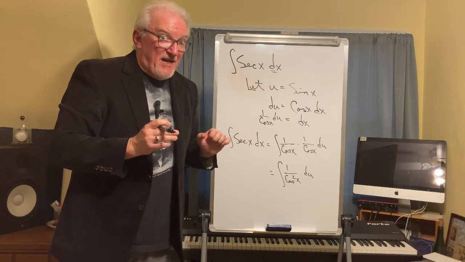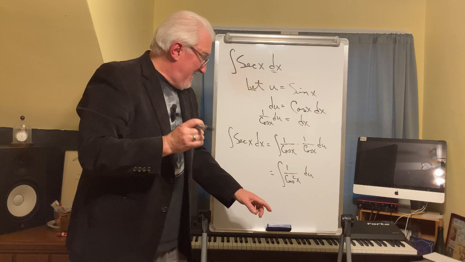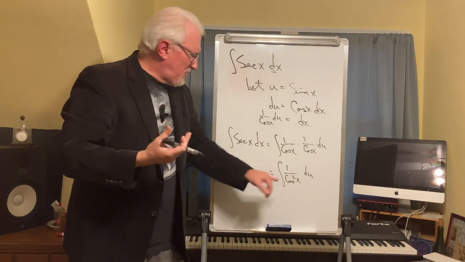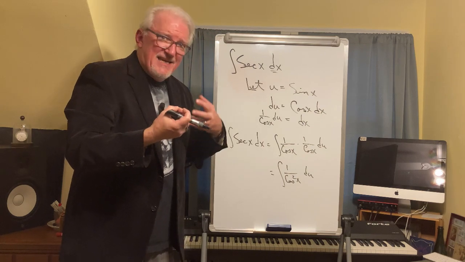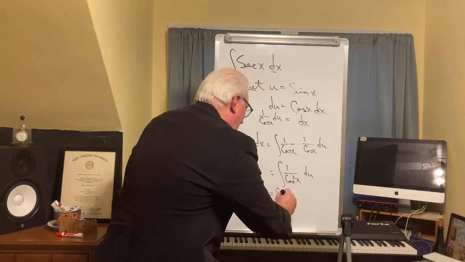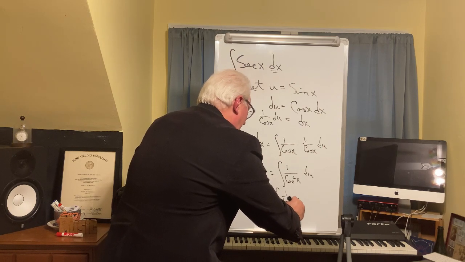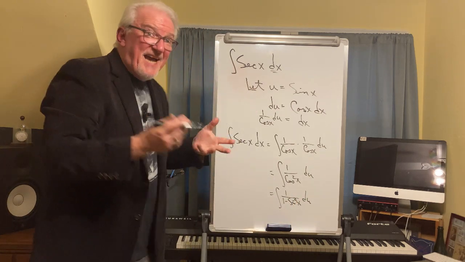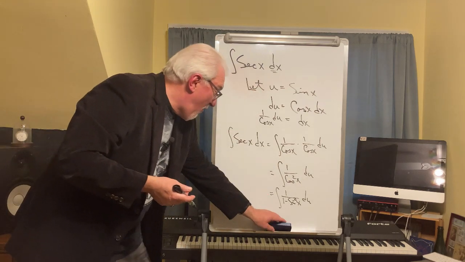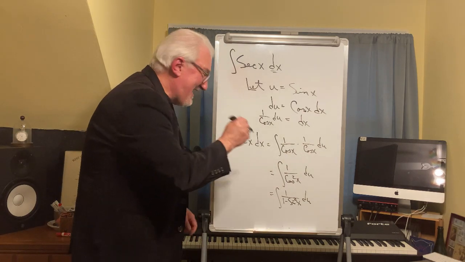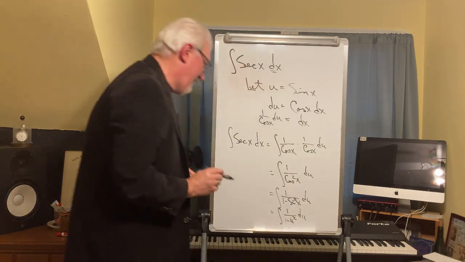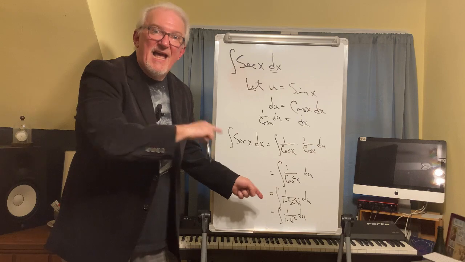Now, I can't immediately evaluate this integral, right? Because now my integration variable is u, but my integrand is in x. And so I have to try to figure out a way to re-express the integrand in terms of u. Well, that actually is pretty straightforward because cosine squared of x is equal to 1 minus sine squared of x. And sine of x is exactly what we had let u be. And so what I have now is I'm going to be integrating 1 over 1 minus u squared du. That's the new integral that we're going to be evaluating. Let's get on it right now.